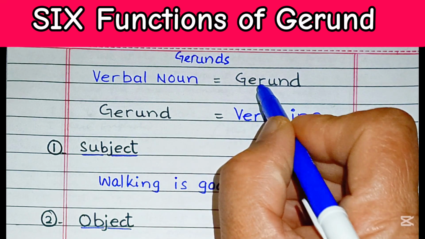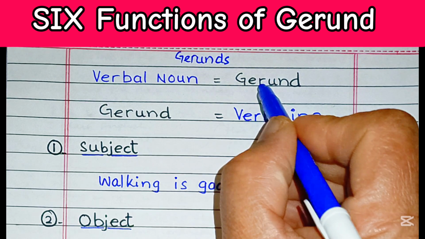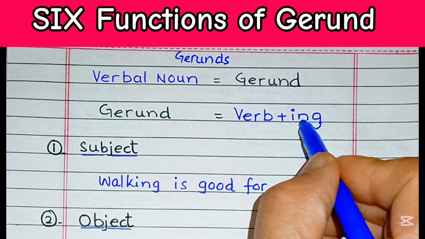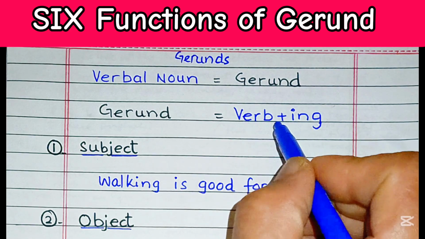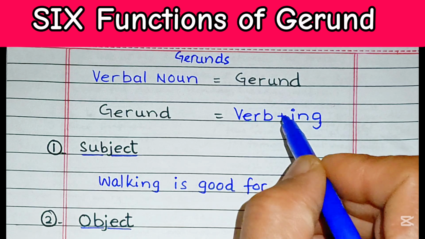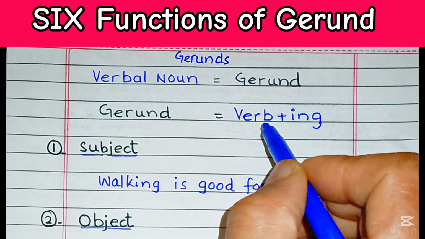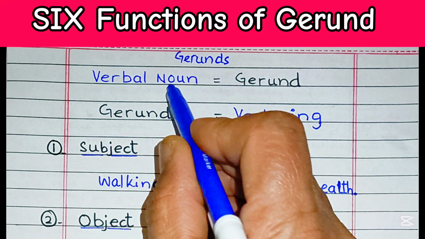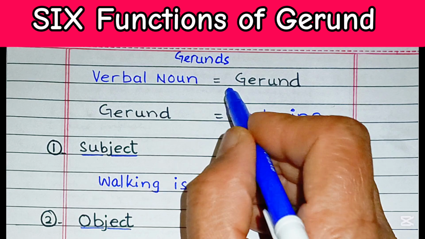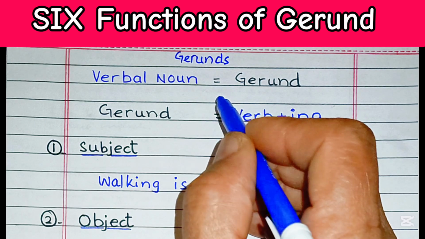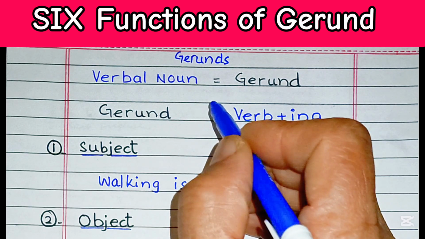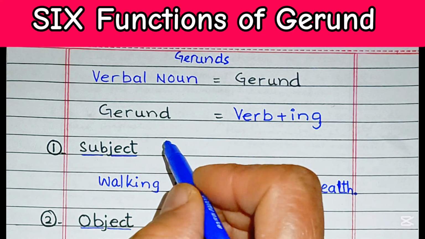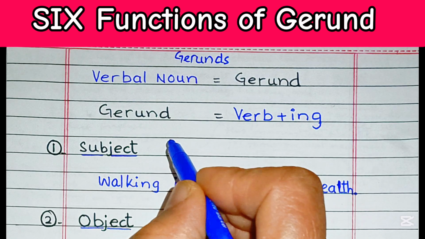A gerund is basically a verbal noun, or it is basically a verb plus ing. So what is it? Is it a verb or is it a noun? Well, it's actually a verbal noun, which means that it looks like a verb, but it can perform the same functions as a noun does. So let's look at the 6 ways or the 6 functions that we can use a gerund for.